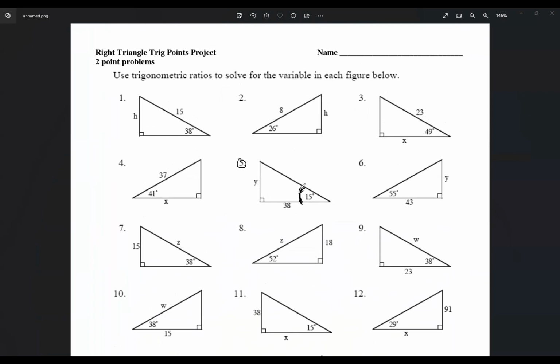What side is y in relation to the 15? Opposite. Okay, so we're looking for the opposite. What side is the 38 in relation to the 15? Adjacent. Okay, so we have opposite and adjacent. Which trig ratio are we going to use? Tangent. Exactly. So tell me what to write.